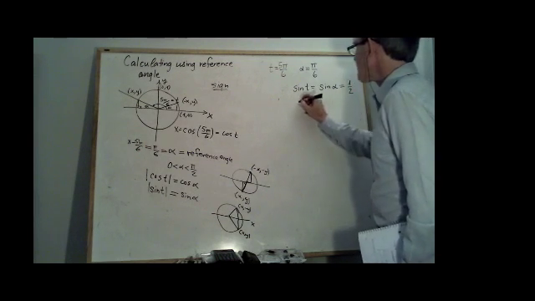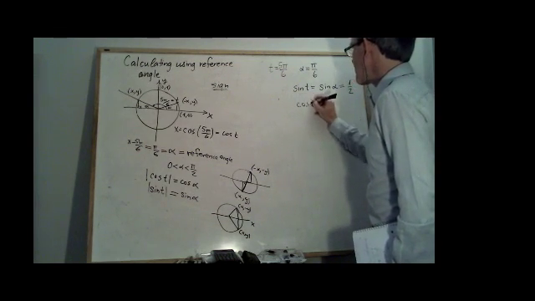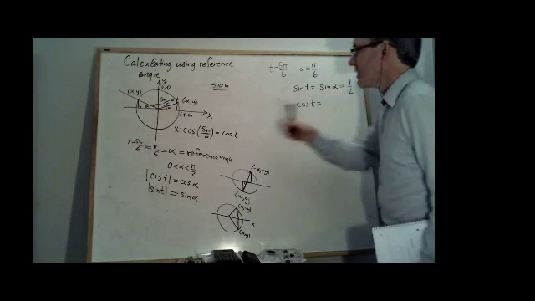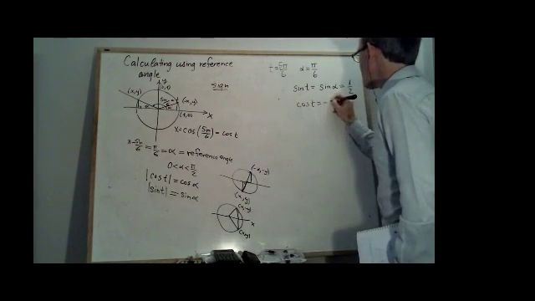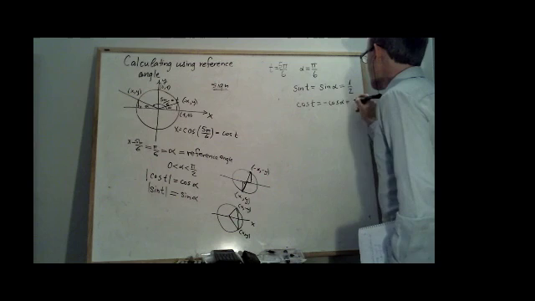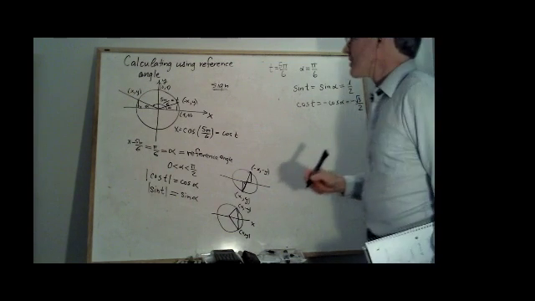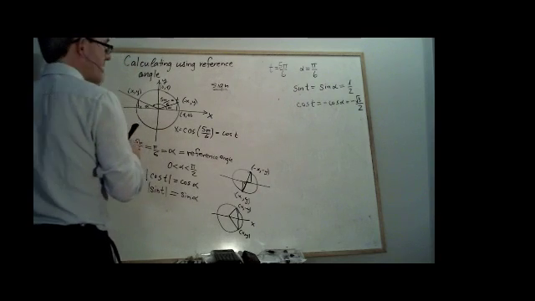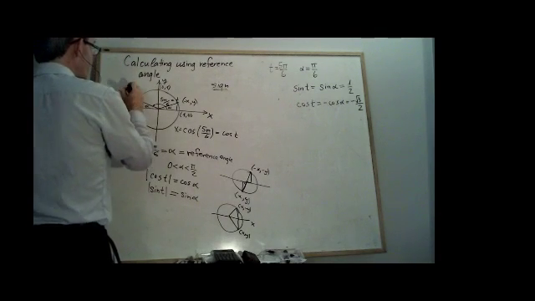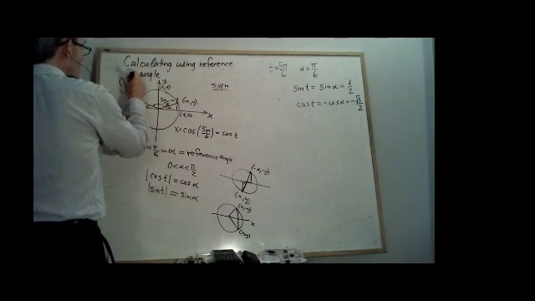And then the cosine of t, that's going to change sign. So I need a negative cosine of alpha. So it's minus root 3 over 2. So the coordinates of this point are minus root 3 over 2 for x, and plus 1/2 for y.